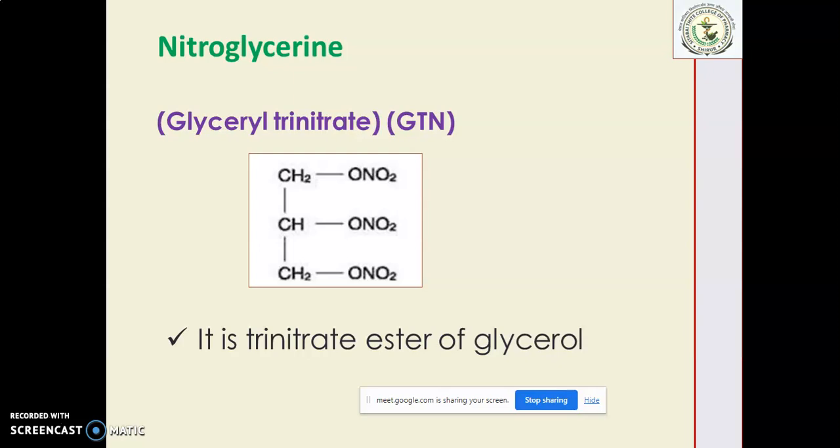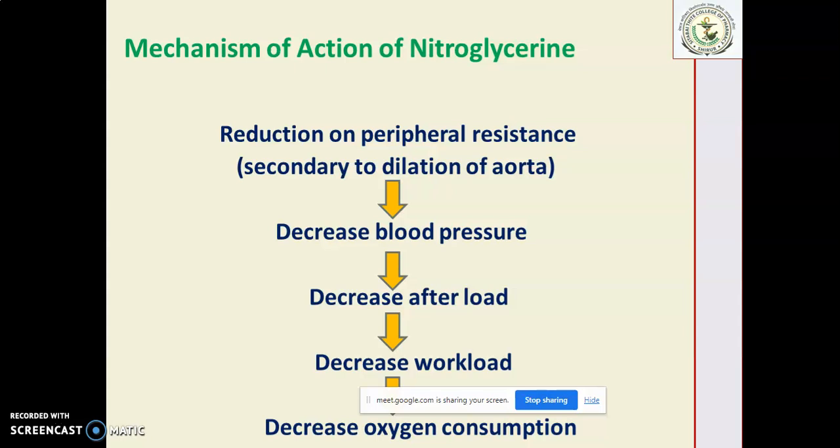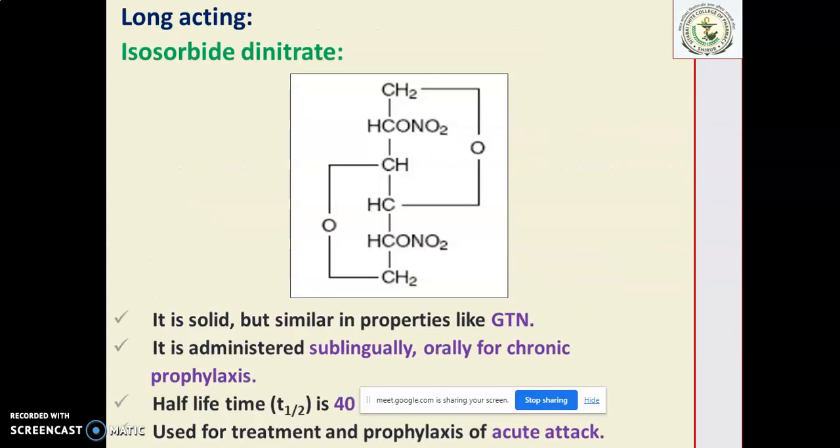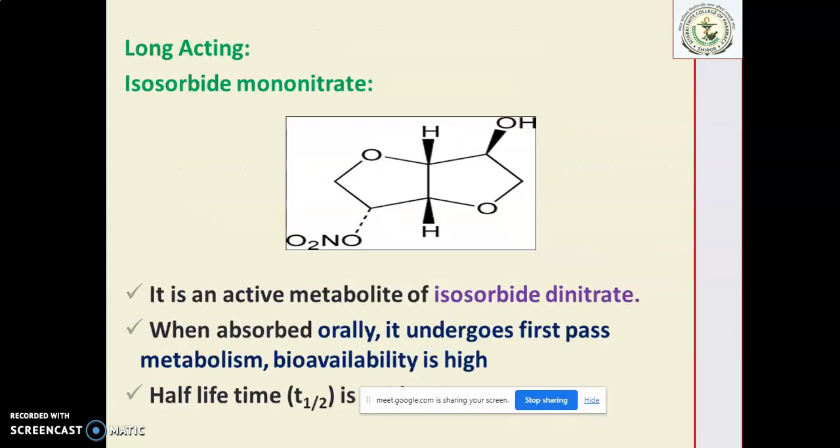Nitroglycerin is a derivative of glycerol. Glycerol means you know structure CH2OH, CHOH and CH2OH. So that H from all three positions is replaced by NO2, NO2 and NO2. So easy structure, this is a glyceryl trinitrate. We have also studied this mechanism of action, pharmacokinetics, and structure for isosorbide dinitrate, isosorbide mononitrate.